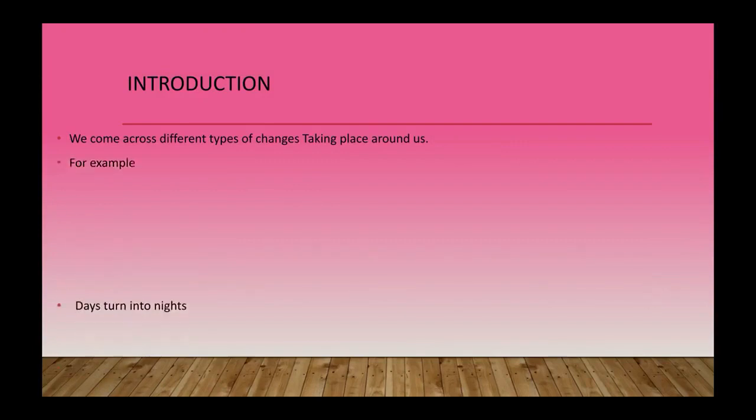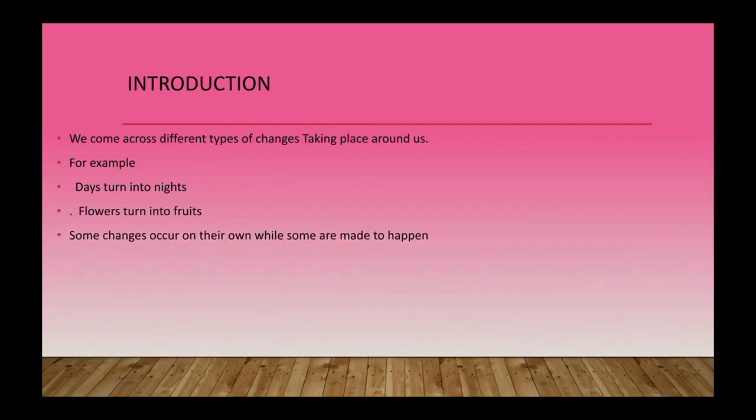Now, I'm going to show you some examples. Days turn into nights. This is a common thing that happens in our life, right? This is a real fact. Day-to-day life, it happens, and this is a universal truth. Days turn into night, and flowers turn into fruits. After the growth of the tree, when the tree has aged, it gives some flowers, then later the flower becomes a fruit. This is also one of the universal changes, and some changes occur on their own while some are made to happen. So the earlier two examples happen on their own. Some will happen by us or by some animals. Artificial changes may also happen, right?